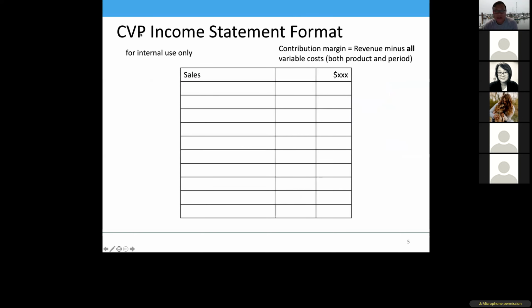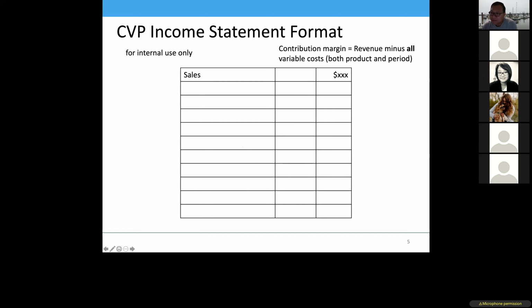Okay, so this is the format for the cost, volume, profit income statement. Note, this is not the financial statement you are learning from 2100, which is for external users. We are in the 2400, and the information we are talking about is all for internal use. Basically, this concept of contribution margin is just the revenue minus all the variable cost, including product cost and period cost.